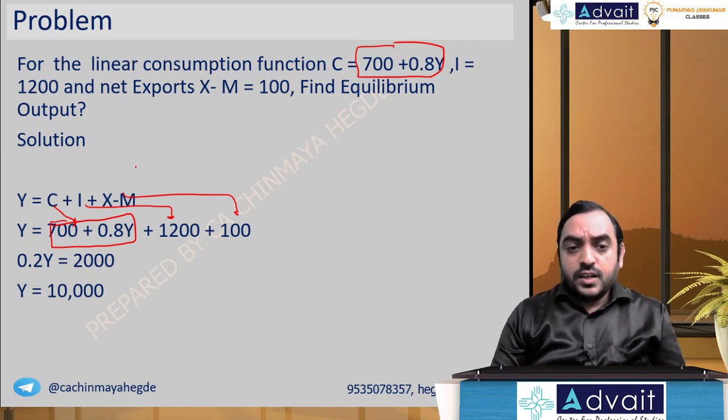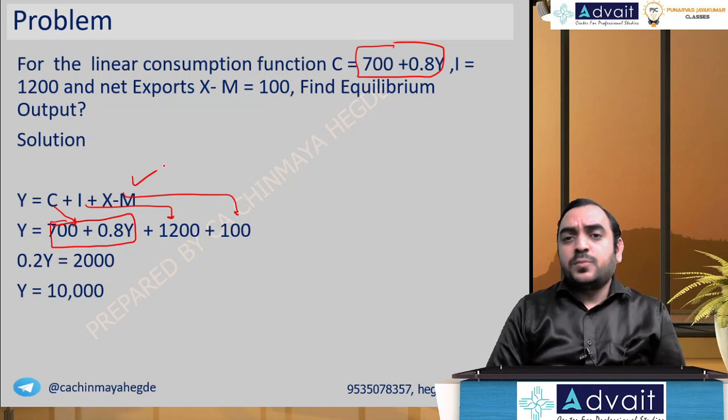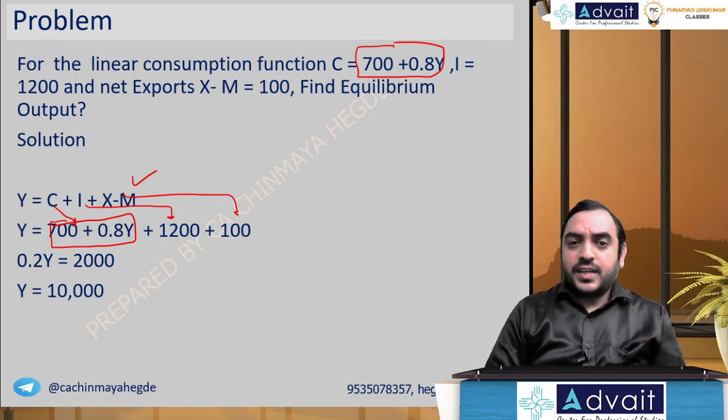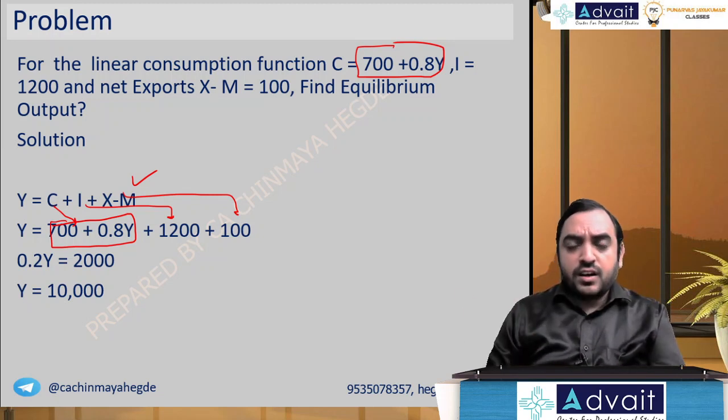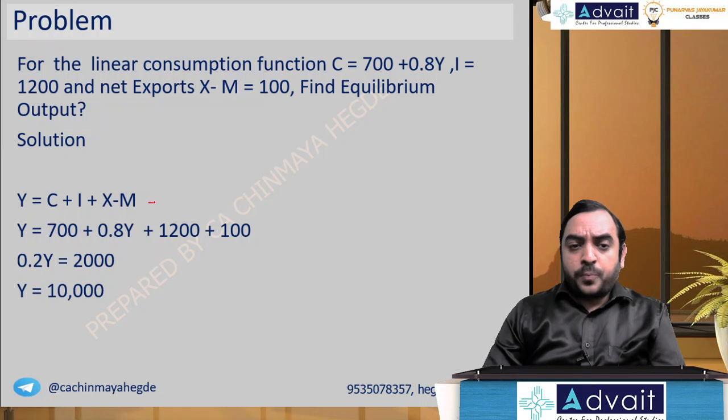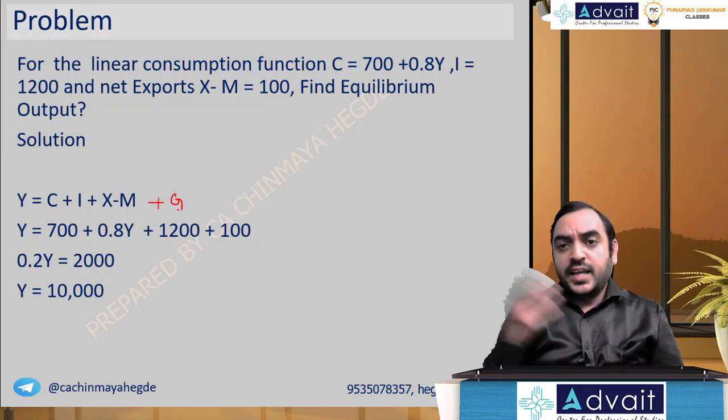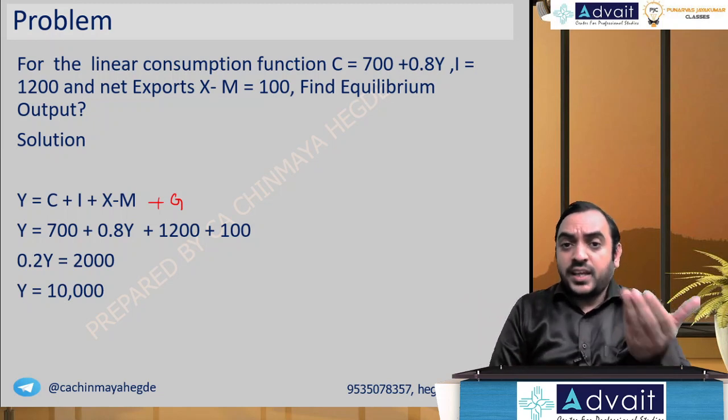Here we have export and import also, so it must be a four-sector model. But the equilibrium point says aggregate income should be equal to aggregate expenditure. If you have government expenditure, you will have plus G, that's all. Aggregate expenditure will be equal to aggregate income, aggregate supply. Aggregate supply is nothing but income.